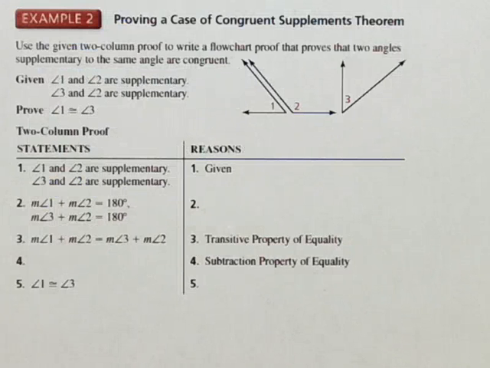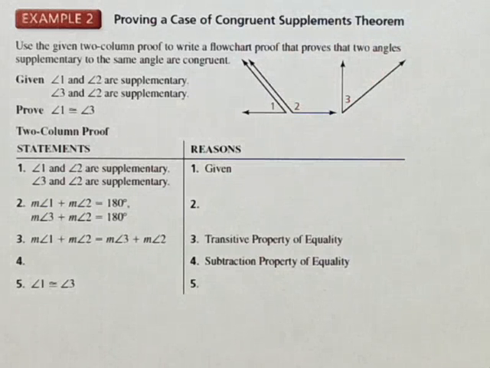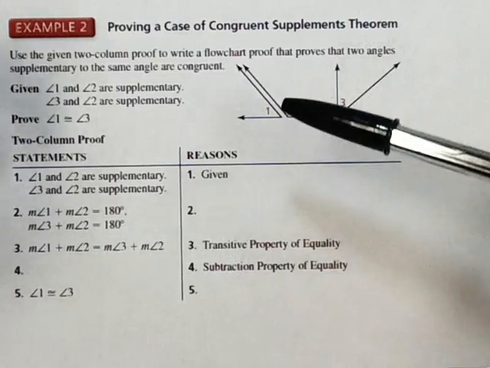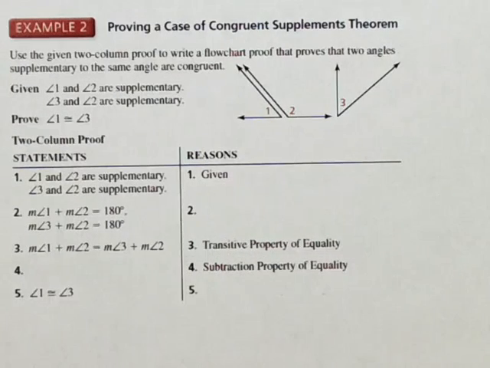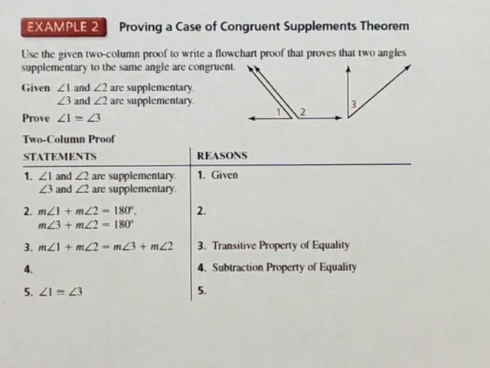All right, so that brings us to example number 2. That's the congruent supplements theorem, and we're actually going to prove that. I'm going to walk you through this 2-column proof, and I'm going to leave it up to you to translate the 2-column proof into a flow chart. All right, so let's get started.